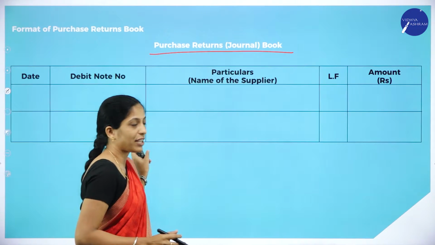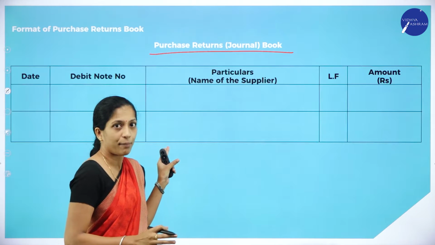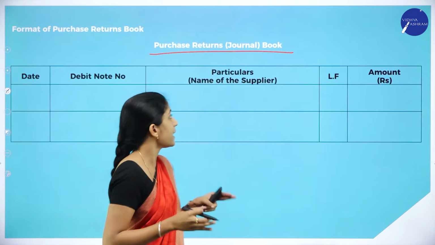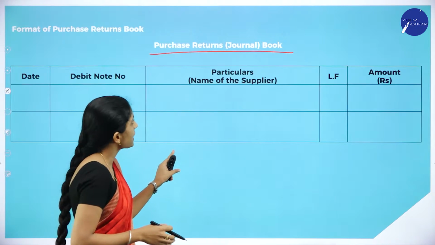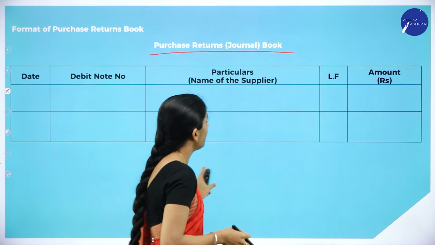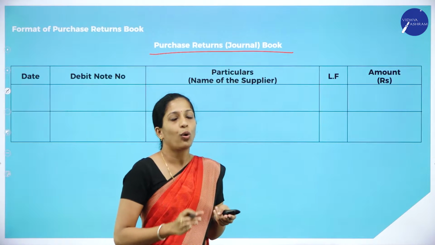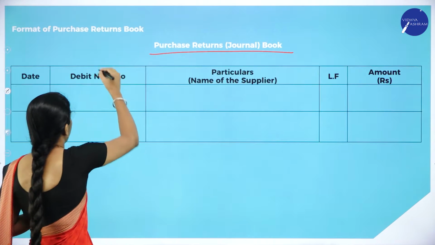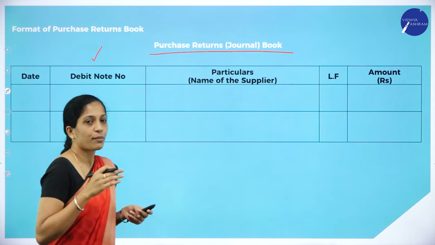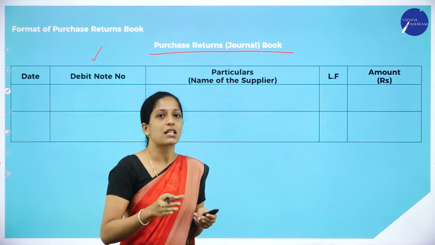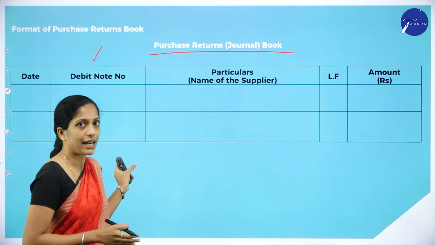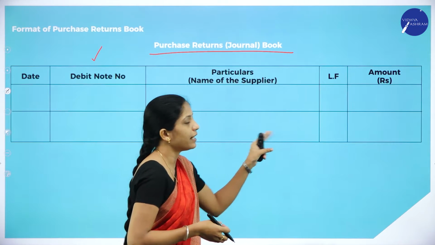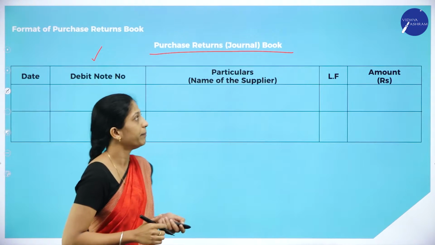Here you are having date column, debit note number, whereas in purchase book it was inward invoice number, but in purchase return book it is debit note number. And next is name of the supplier, that is in the particulars column. Next is ledger folio and amount. So here the only difference is that instead of inward invoice number, under purchase return book you will be having debit note number. So my dear students, remember this format. What is the format of purchase return book? You will be having date column, debit note number. Next, under particulars column, name of the supplier, ledger folio and amount column.